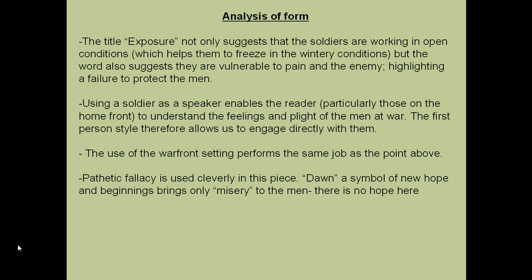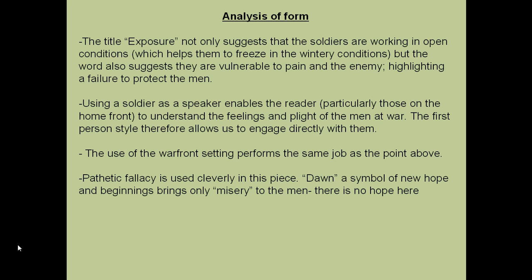Let's analyse now. So analysis of form. The title Exposure not only suggests that the soldiers are working in open conditions, which helps them to freeze in the wintry weather, but the word also suggests they are vulnerable to pain and the enemy, highlighting failure to protect the men. Are we exposing them to this torture, or is this speaker exposing us to the reality of war? Using a soldier as a speaker enables the reader, particularly those on the home front at the time, to understand the feelings and plight of the men at war.